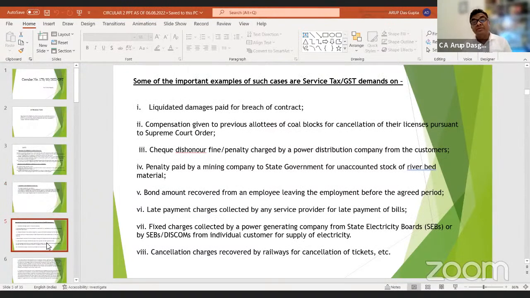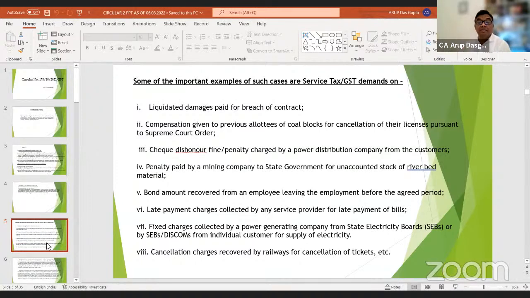Some more examples of these issues arising under service tax or GST demands are: liquidated damages for breach of contract, compensation given to allottees of coal blocks, cheque dishonor charges deducted by a bank, and penalty paid by a mining company to the state government for unaccounted stock of riverbed material. Another is bond amount recovered from an employee who leaves before the agreed period. So there is an agreement for 2 years and the employee suddenly leaves after 6 months, so he's giving the bond amount. What would be the implication of the tax on that?